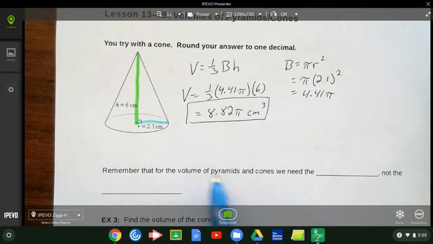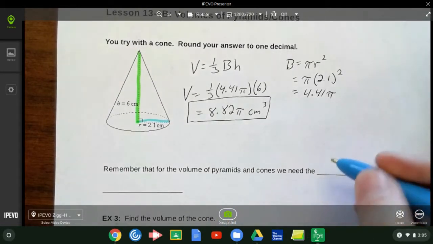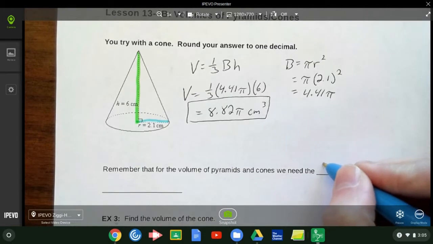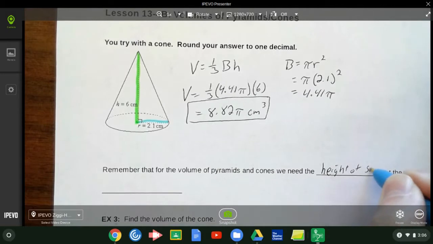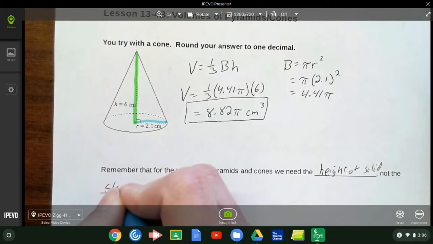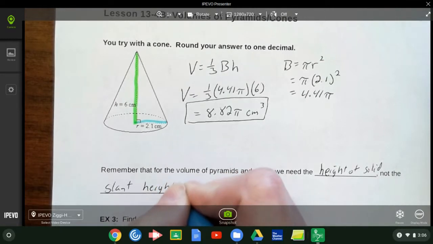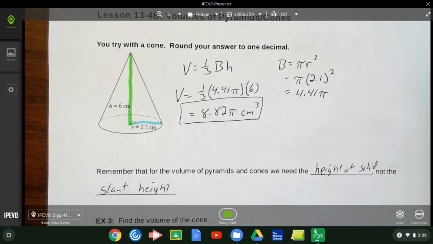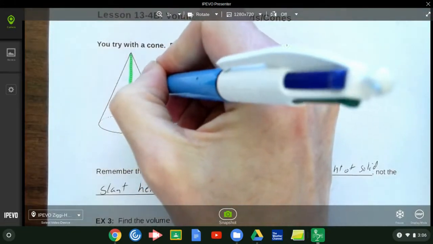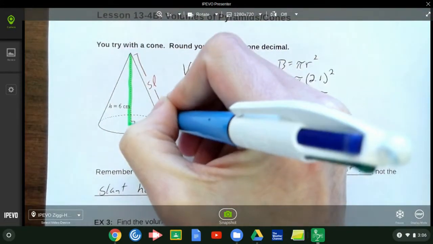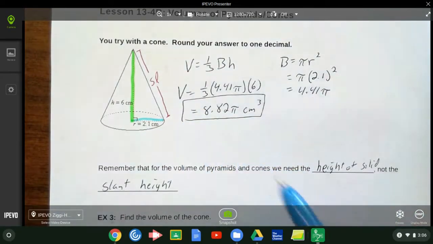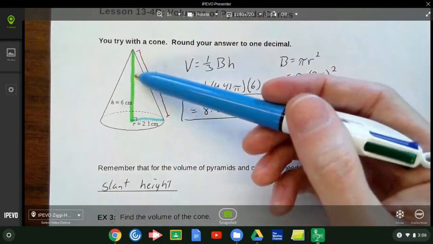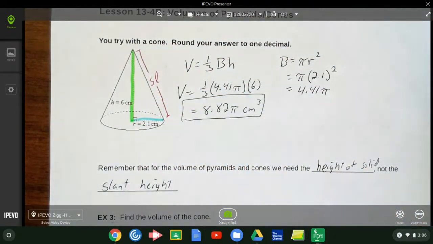Remember that for volume of pyramids and cones, we need to use the height of the solid, not the slant height. What do I mean by slant height? The slant height is here. Okay, that's what's known as the slant height, because it's kind of a way to measure a height, but it's at a slant. Remember, our altitude, our height, always makes a right angle. So that's what we're looking for.